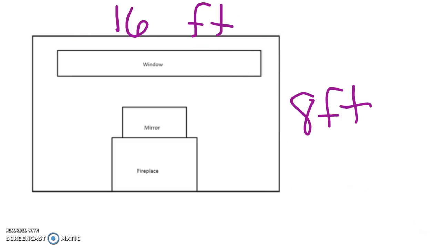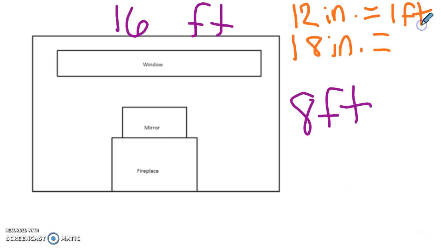Okay, so it says the window measures 18 inches wide. So already we've been talking about feet. What do we have to do to make sure we're all talking about the same type of measurement? Okay, awesome. So we have to convert our inches to feet. And I'm going to write in a different color here, let's do this orange. We know 12 inches is equal to 1 foot. So we need to find out how many feet are in 18 inches.